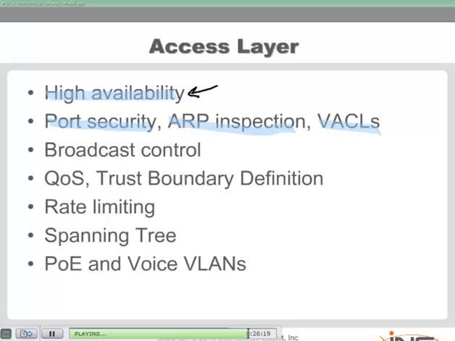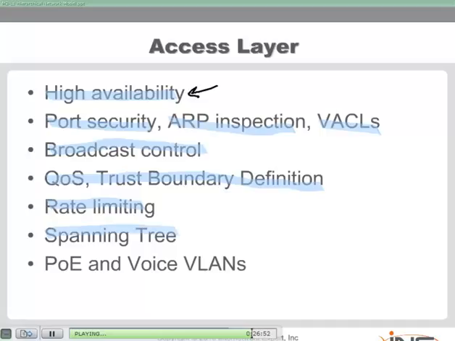We're doing things like broadcast control. Under quality of service, we're definitely doing things like the trust boundary. What devices do we trust for quality of service settings? How far to the actual desktop do we do classification and marking of traffic? We've got to be careful that people don't try a denial of service on us with traffic, so we often have rate limiting here. There's spanning tree protocol running to make sure our layer 2 is loop free.